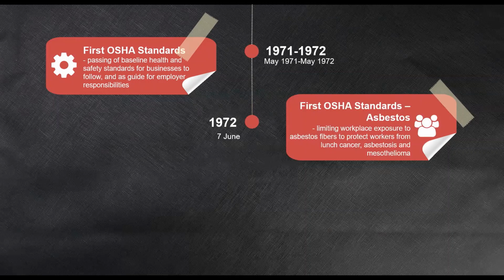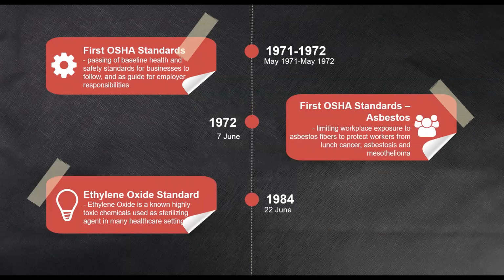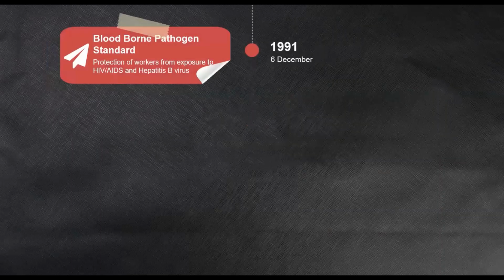Throughout the years, several standards have been established by OSHA, and trainings were also provided to ensure the proper implementation of these standards. In 1984, the ethylene oxide standard was enforced to protect particularly those working in the healthcare sector. And speaking of the healthcare sector, in 1991, the bloodborne pathogen standard was implemented to protect individuals who are in direct contact with samples potentially infectious for bloodborne pathogens, particularly HIV, or human immunodeficiency virus, and hepatitis B virus.